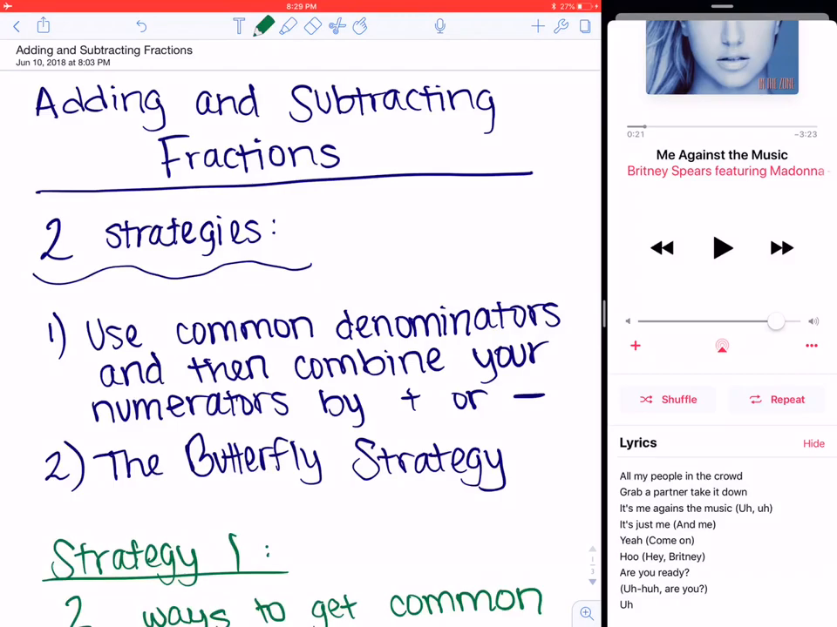Of course, we're ready. We're ready to add and subtract fractions, because it's not just you. We're in this together. We have two strategies for adding and subtracting fractions. Now remember, with adding and subtracting fractions, you use the exact same steps, but in the end, you're either going to combine your numerators by adding or combine them by subtracting.